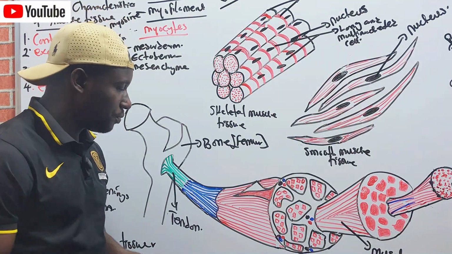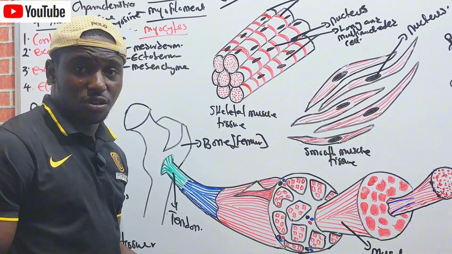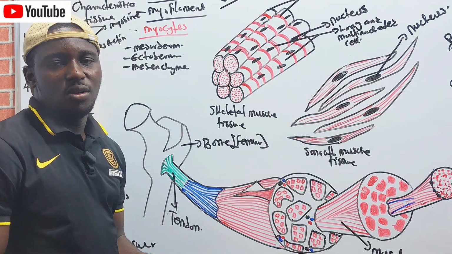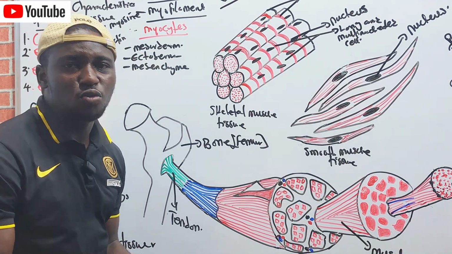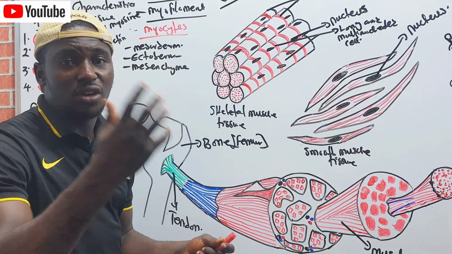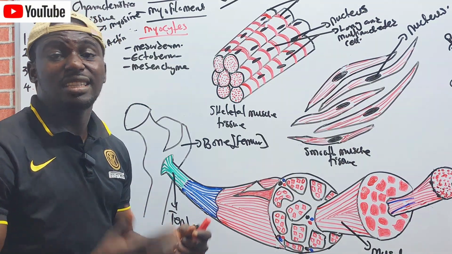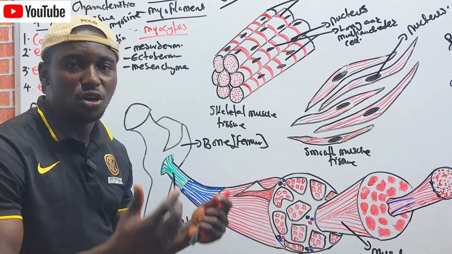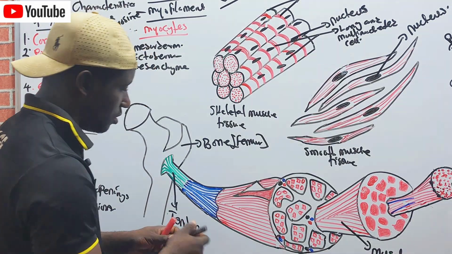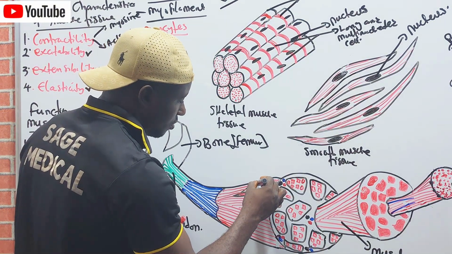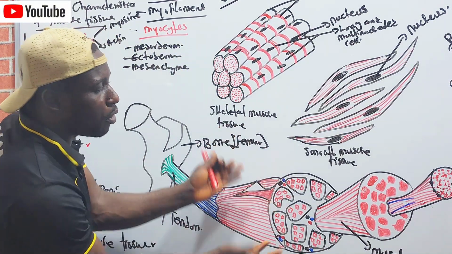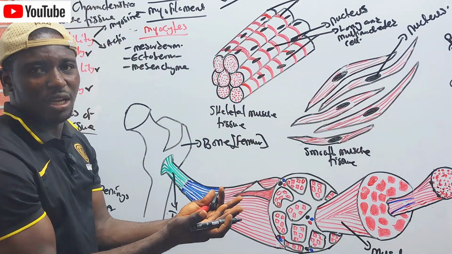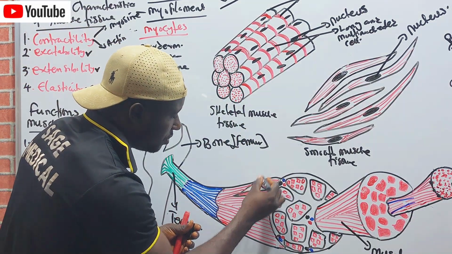Now, the muscle fascicles are surrounded by what we call the epimysium. The epimysium is an external sheet of connective tissue that surrounds the whole muscle. This is the epimysium. This is a covering. It wraps up the muscle. So it's an external sheet of connective tissue that surrounds the muscle. So this is the epimysium. This is like a sheet.